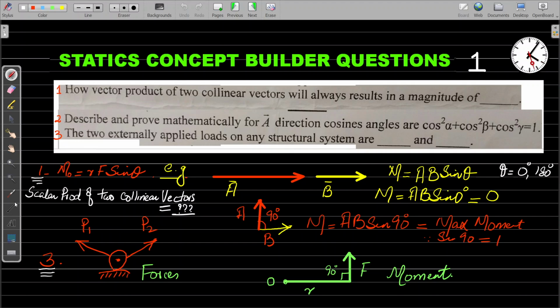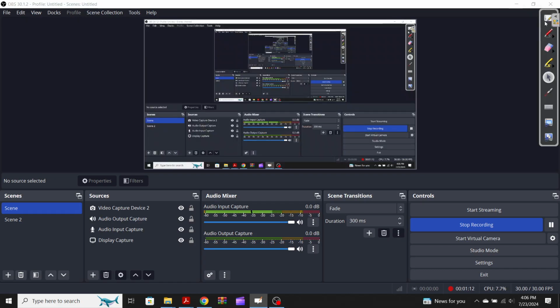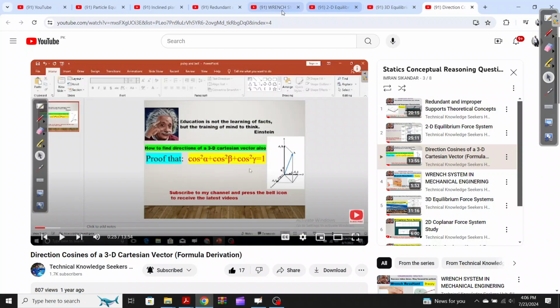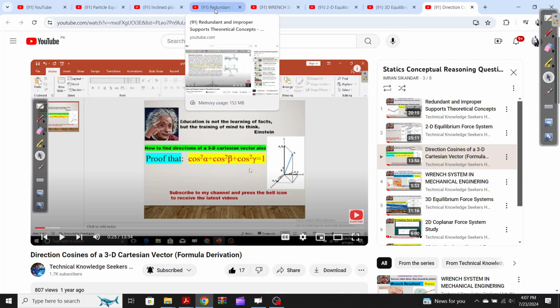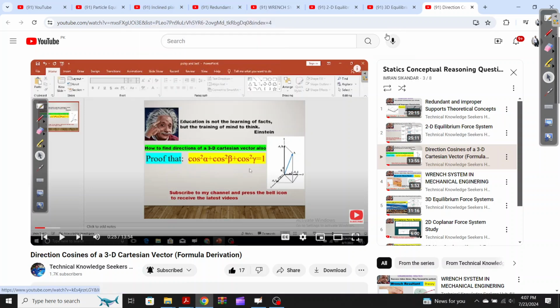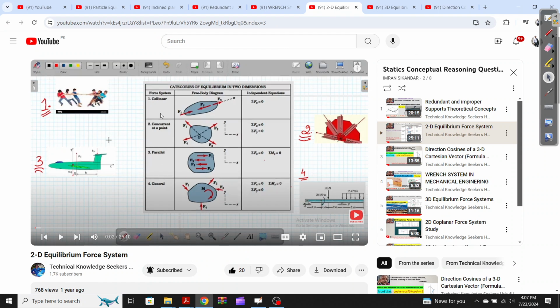If you look at it over here, we have the question: how vector products of two collinear vectors will always result in a magnitude of dash. The sign over here is that vector product of two collinear vectors. First of all, we must understand what collinear vectors are. This is very important, the concept of what you mean by a collinear vector.